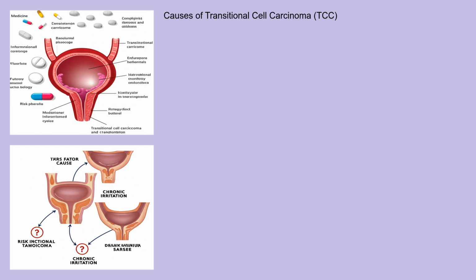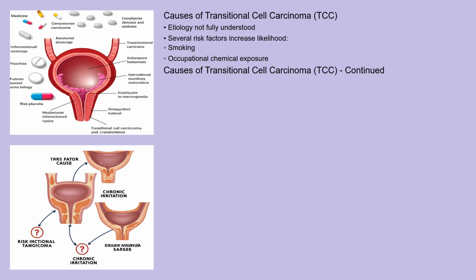While the exact etiology of transitional cell carcinoma isn't fully understood, several risk factors significantly increase the likelihood of developing the disease. The most prominent is smoking. Cigarette smoke contains carcinogens that are excreted in the urine, exposing the lining of the bladder to these harmful substances. Occupational exposure to certain chemicals, particularly those used in the dye, rubber, leather, textile, and paint industries, is another major risk factor. Chronic bladder irritation, caused by conditions like recurrent urinary tract infections or bladder stones, can also contribute. Finally, certain medications, such as the chemotherapy drug cyclophosphamide, have been linked to an increased risk of TCC.